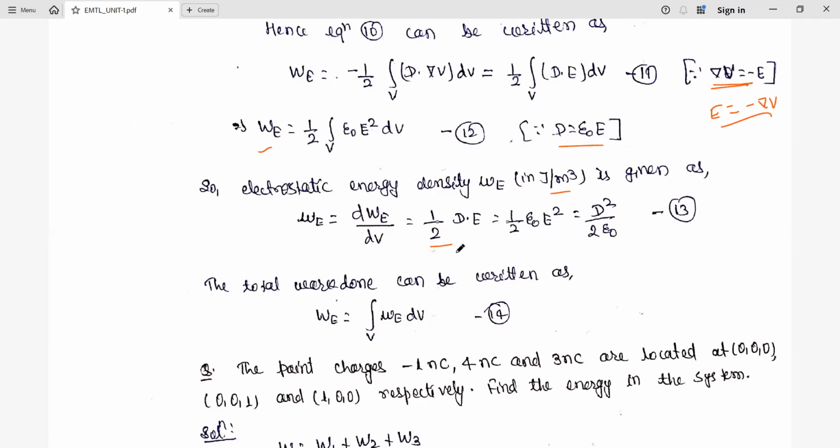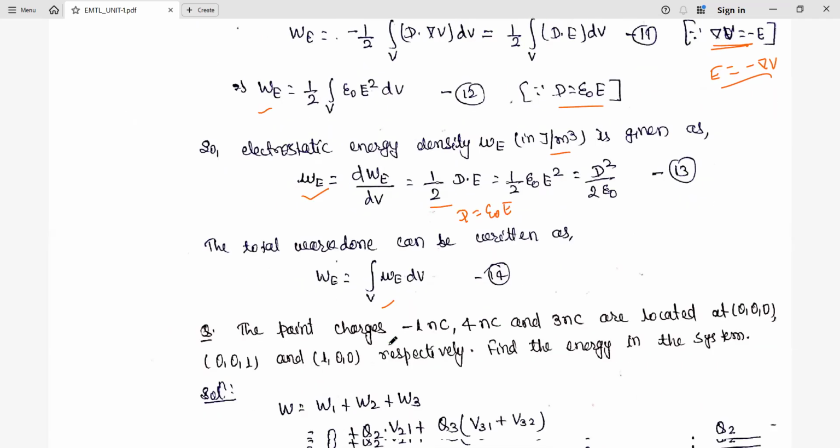And here again, the D value is substituted. D is epsilon naught into E. So finally we have D square by 2 epsilon naught. Now, if you try to find in the general way the total work done, this electrostatic energy density is integrated over the volume.